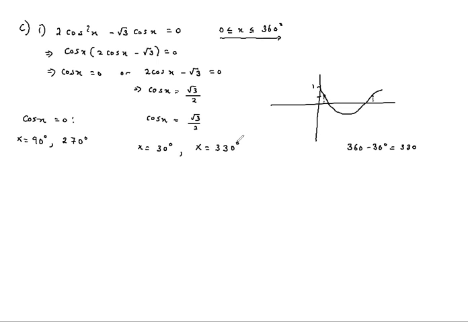And you call it a reference angle of 30. So these are your solutions. So you are saying therefore x is 90, 270, 30, 330. That's how you get x.